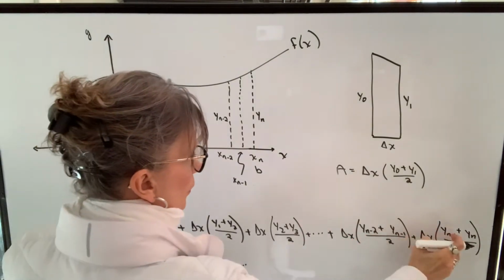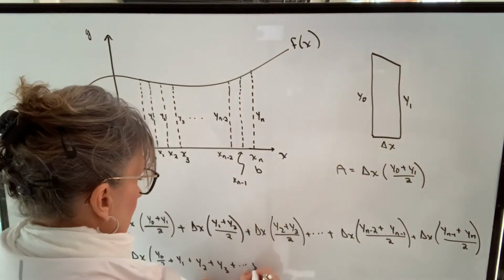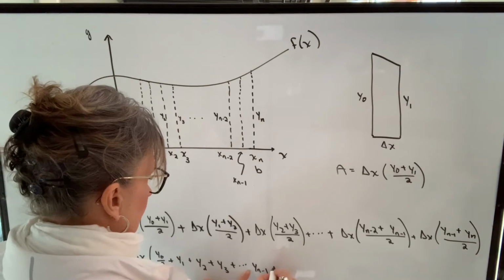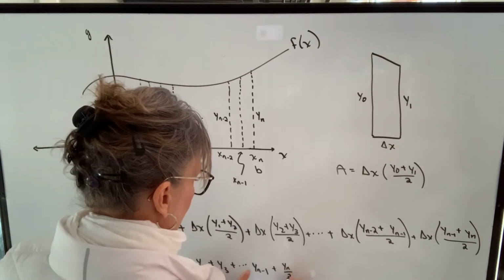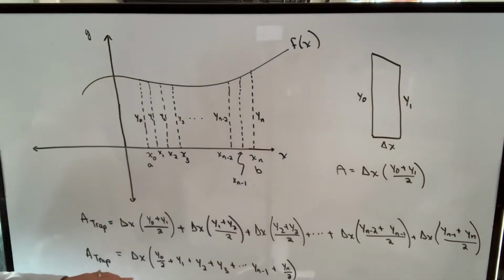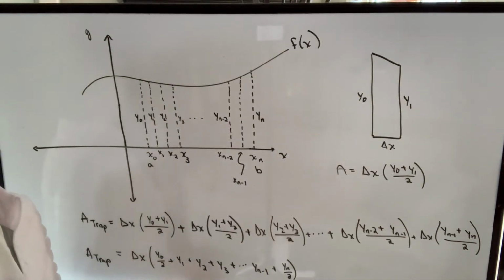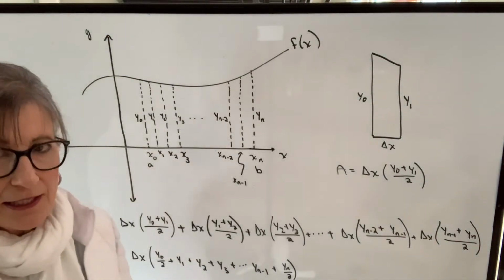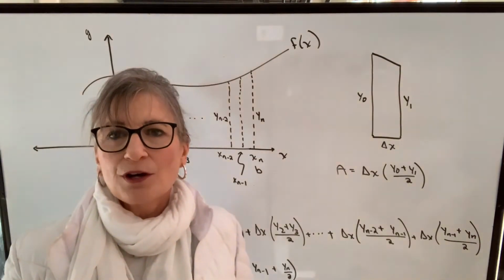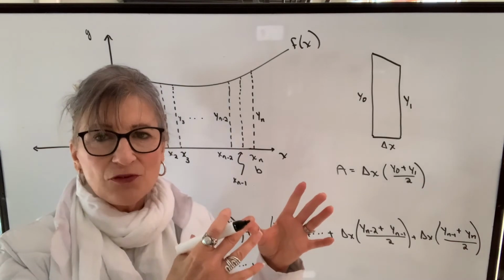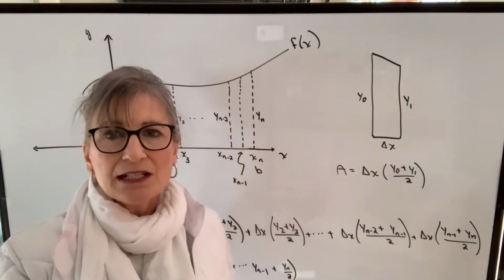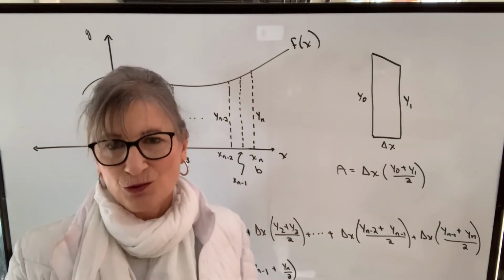I continue on until y sub n minus 1, and then y sub n is divided by 2 because I only use that side in one. This is the formula for the area of the trapezoids. That's what we use as the approximation for the definite integral. If you didn't understand this, or you don't need to understand this, then let's just get to using it.